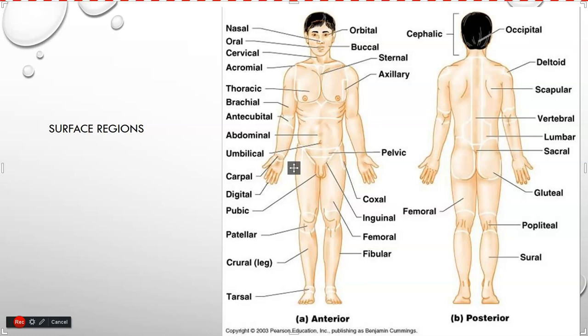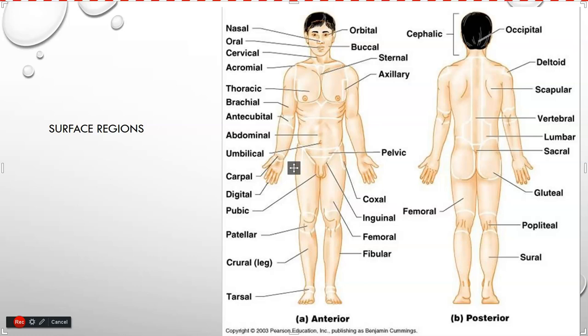The face is broken down into orbital, of the eyes; buccal, which is the cheeks; nasal, which represents the nose; oral, the mouth. Cervical is the neck, acromial is part of the shoulder. We get to the outside of the shoulder, the edges of the shoulder, is the deltoid, where the shoulder blade is known as the scapula, and so forth.